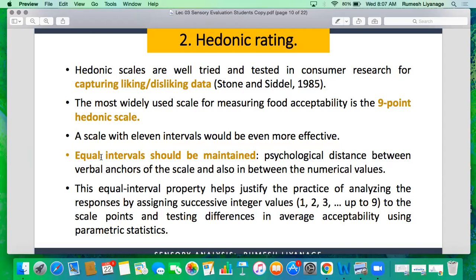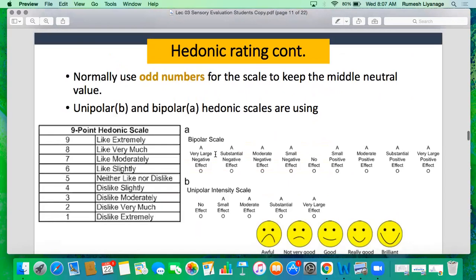This is the most important thing. Equal interval should be maintained. How to determine these equal intervals? How to determine? Psychological distance. You know the psychological distance between verbal anchors of the scale and also in between the numerical value, right? I will explain. The equal interval properly helps justify the practice of analyzing the responses by assigning successive integer values to the scale points and testing different average acceptability.